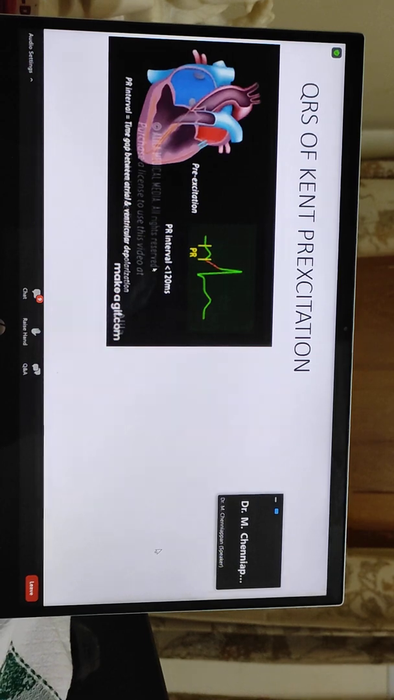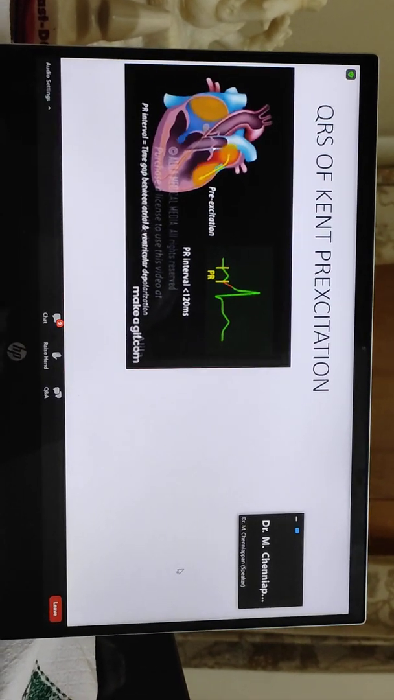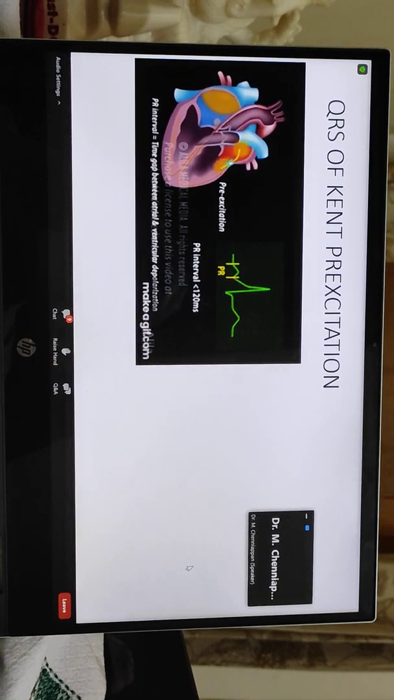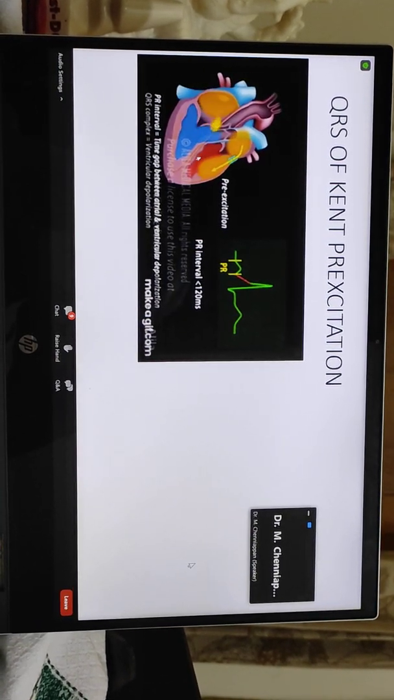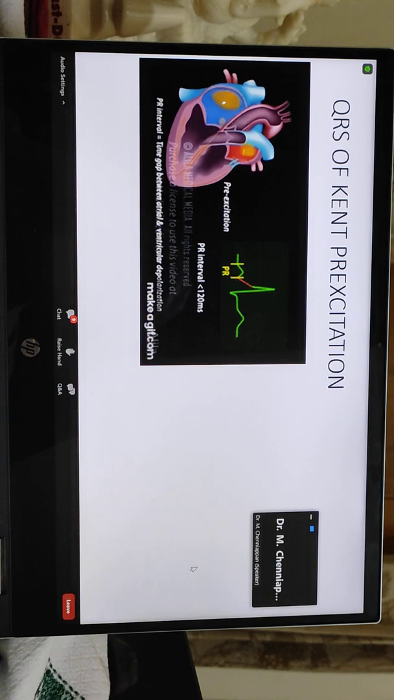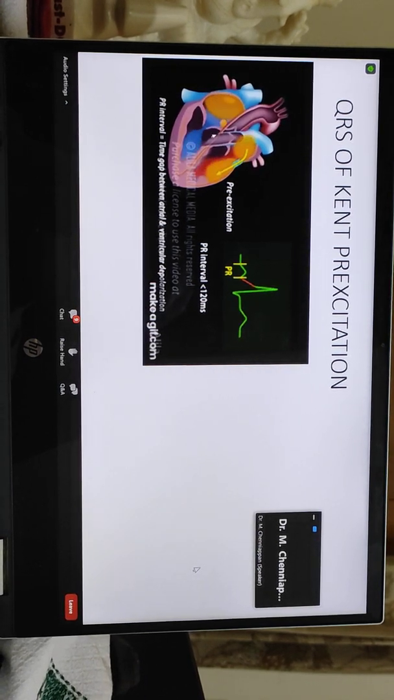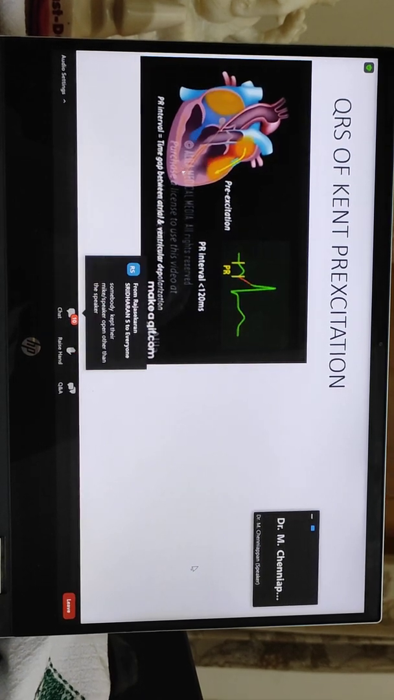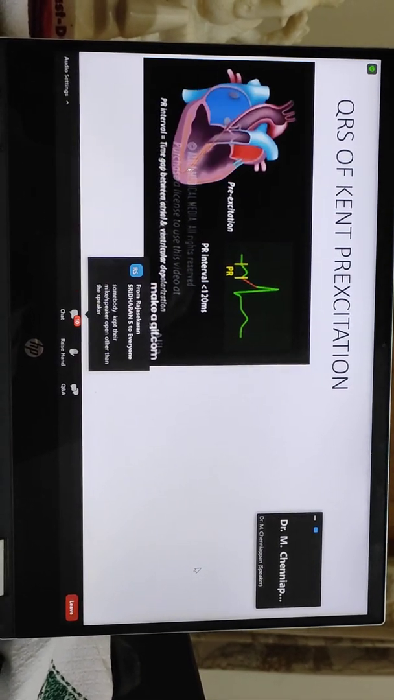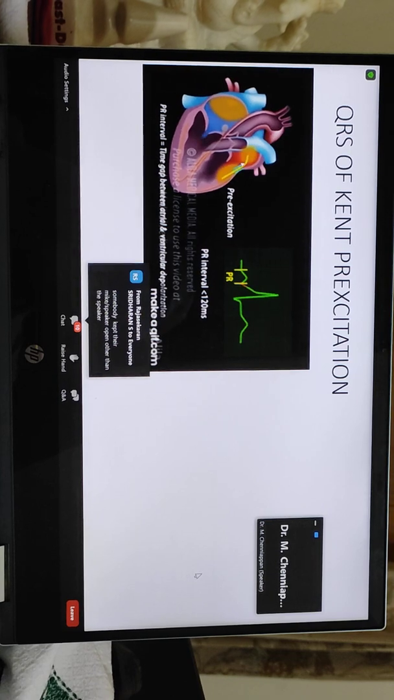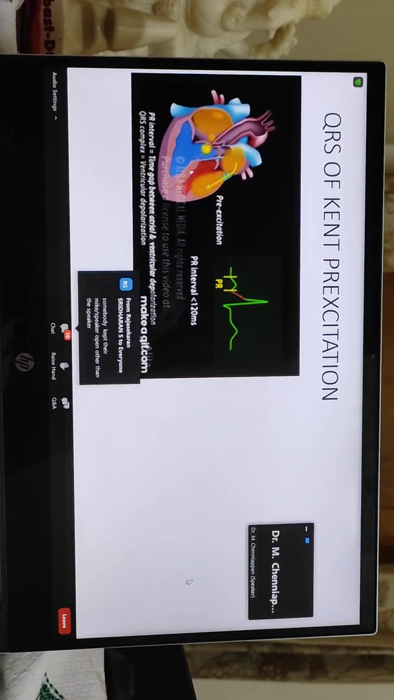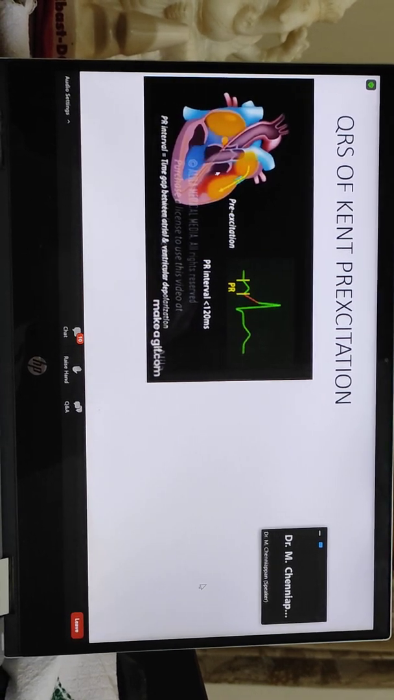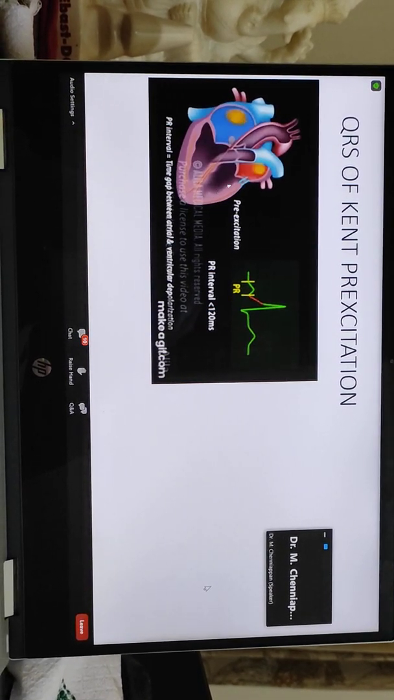So basically you can see here in this animation that the impulse produced by the sinus node is first going through the accessory pathway and slowly depolarizing the ventricle, while the impulse front coming through the normal pathway is late. Then it travels very fast and depolarizes the rest of the ventricles. The red portion of the QRS is the impulse that reached the ventricle quickly, and it is a slow depolarization of the ventricles.